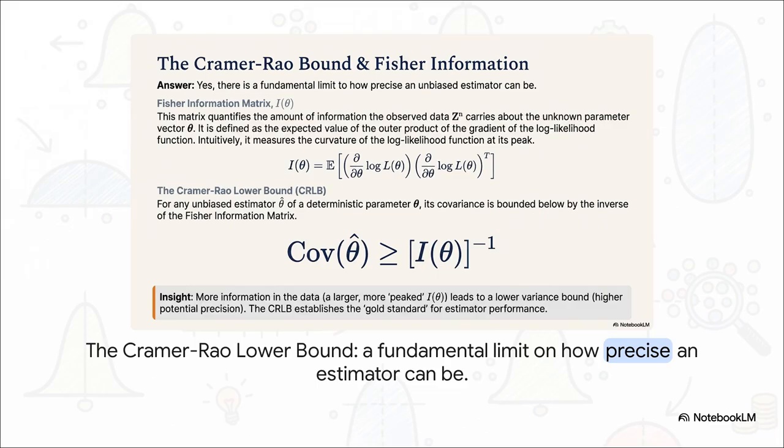So the question is still out there. Is there a limit to how low that variance can get? Is there a rock bottom? And the answer is a huge yes. It's one of the coolest results in all of statistics, and it's called the Cramér-Rao Lower Bound. The best way to think about this is like a fundamental law of physics for estimation. It sets a hard floor. It says, for this problem, this is the minimum possible variance any unbiased estimator can ever achieve. You literally can't do better. It's the ultimate benchmark, the gold standard.